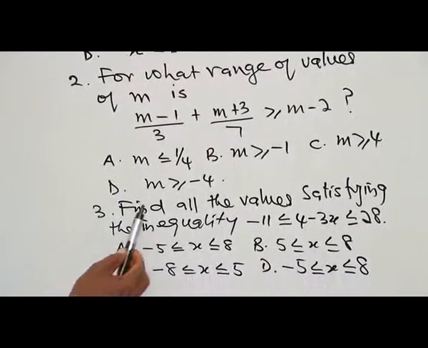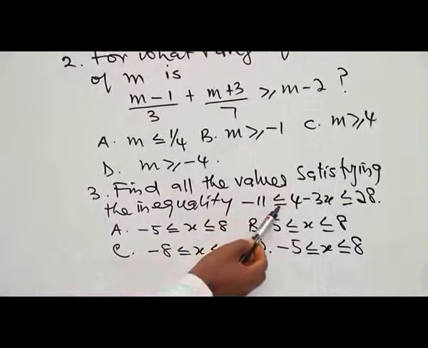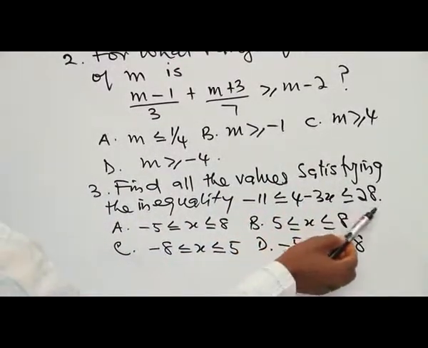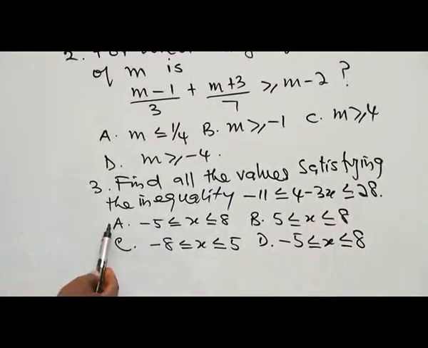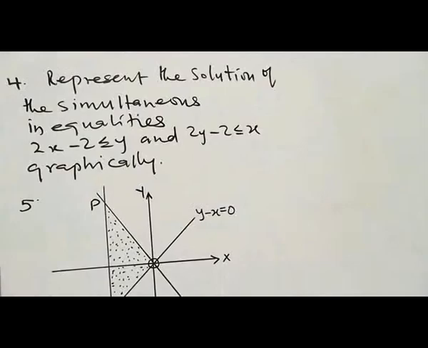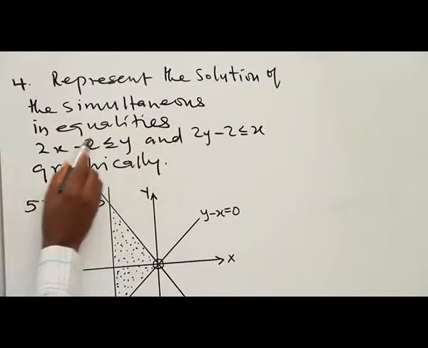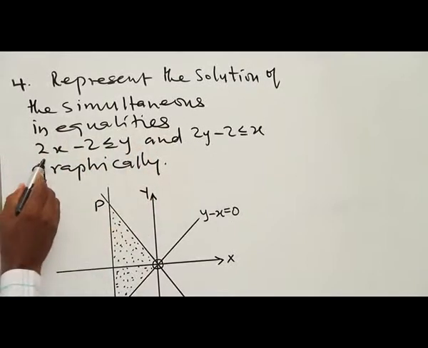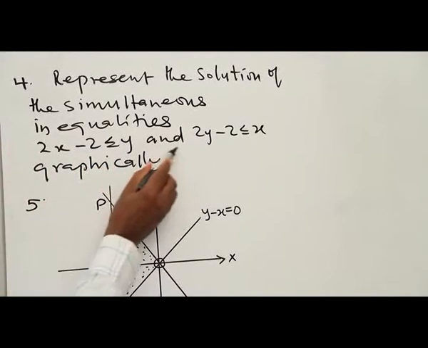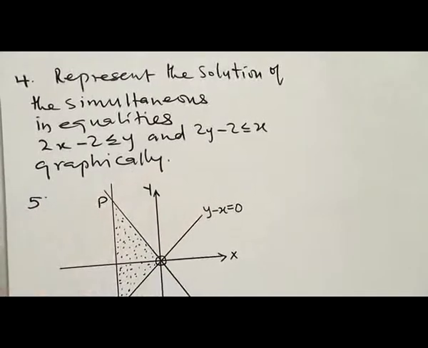Number 3, find all the values satisfying the inequality minus 11 less than or equal to 4 minus 3s less than or equal to 28. You have options A, B, C, and also D. Number 4, represent the solution of the simultaneous inequalities, 2s minus 2 less than or equal to y, and 2y minus 2 less than or equal to s graphically.